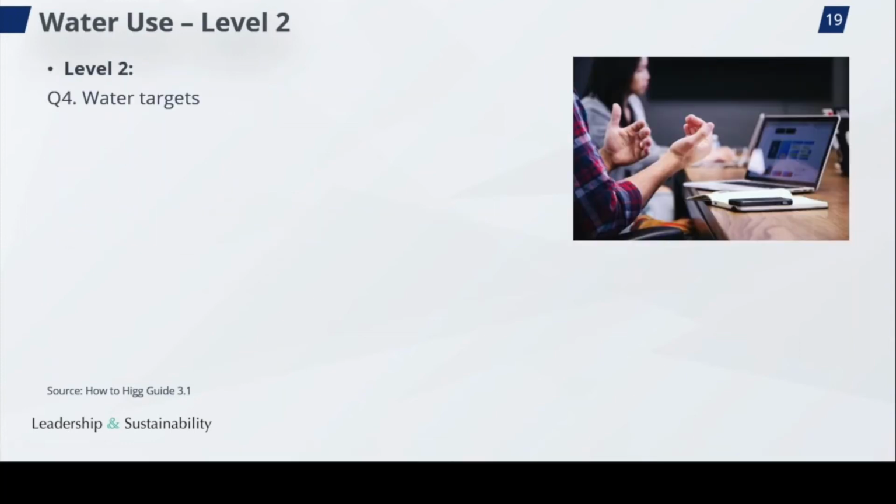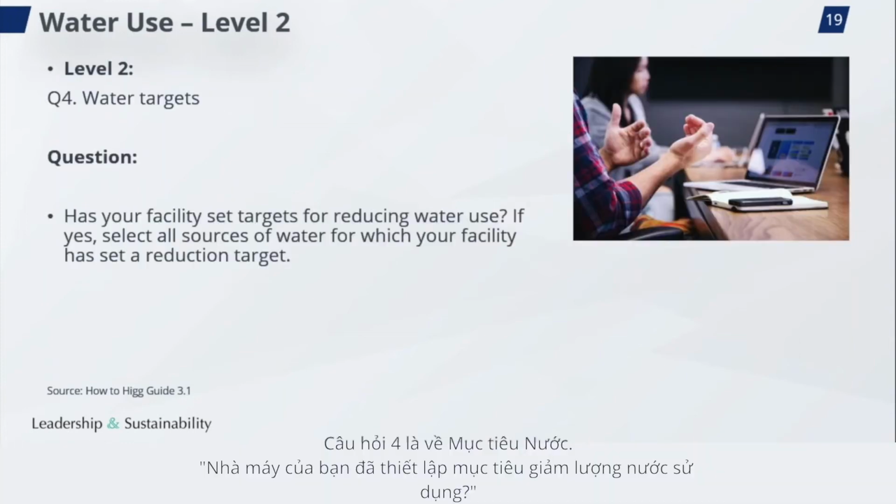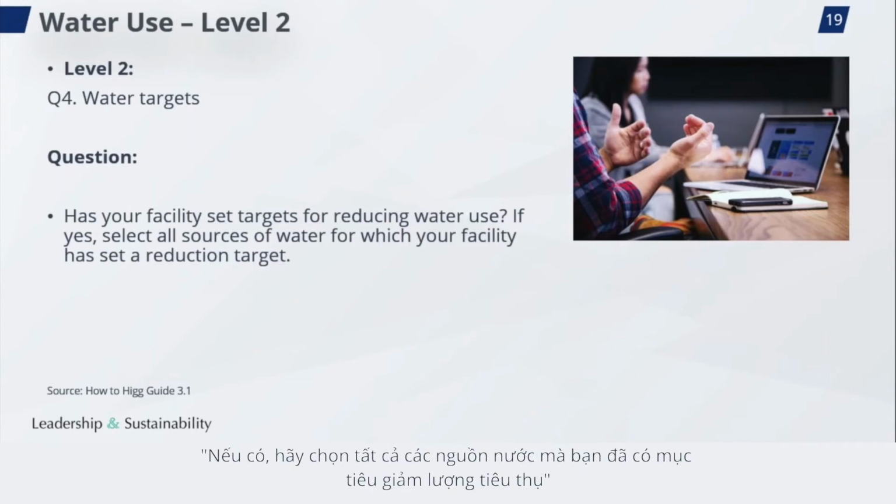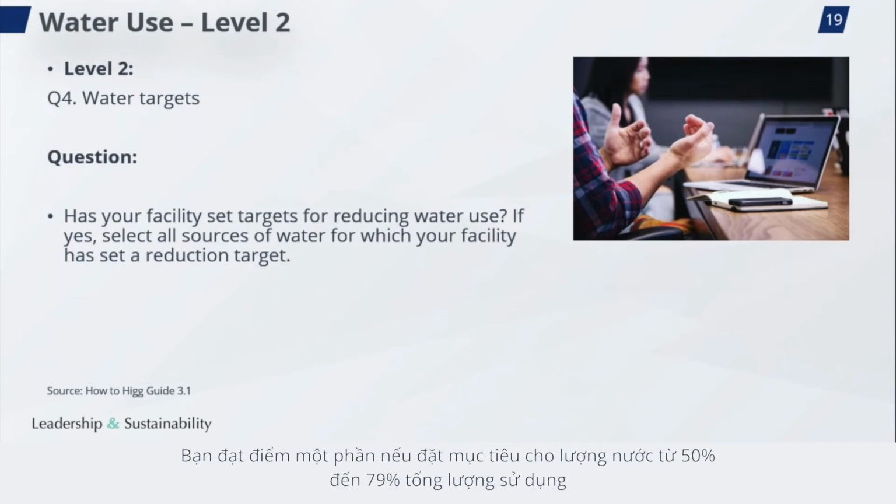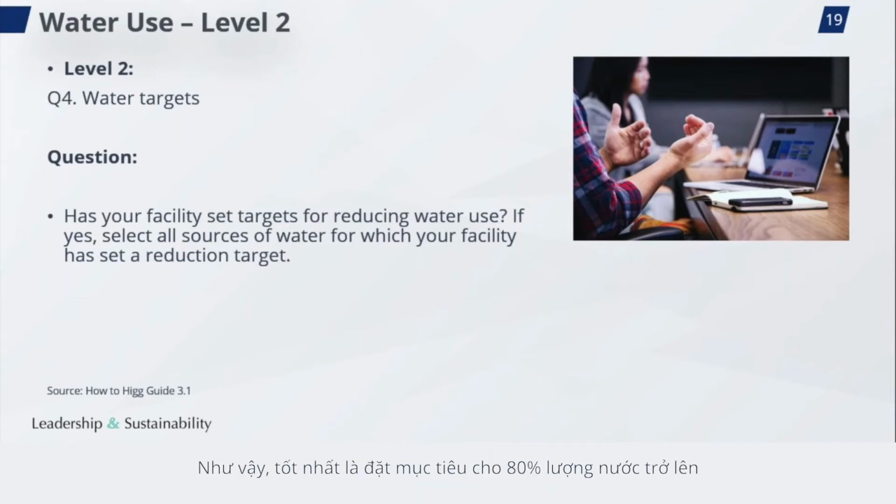The question 4 is about water targets. Has your facility set targets for reducing water use? And if yes, select all sources of water for which your facility has set a reduction target. And here, in order to get a full score, you need to target more than 80% of your consumption when setting goals. And you will receive partial points if you set targets for water sources that make up 50 to 79% of your total water use. So please see if you can set a target for 80% or more.